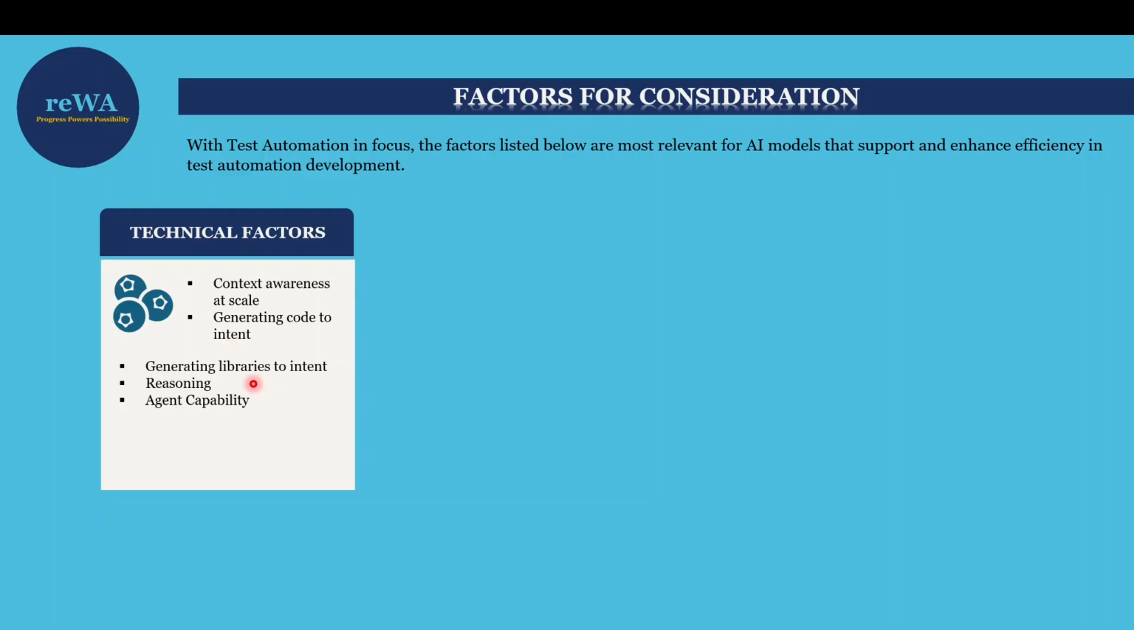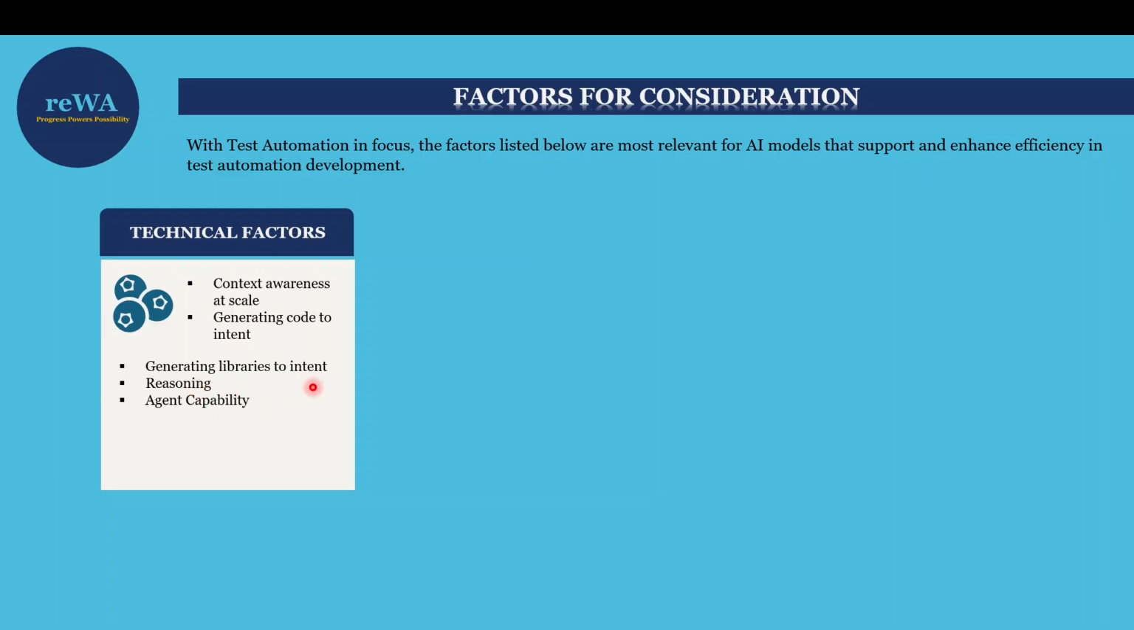And then generating libraries to intent. That means you have given a request, for example, to generate one particular library with these functions. Generic functions. For example, I want a library with the Actions API, so that it will generate the methods. Or I want wait methods using the WebDriver wait class. Then it will generate the generic methods. So whether that is there at a large level or not, we need to check it.